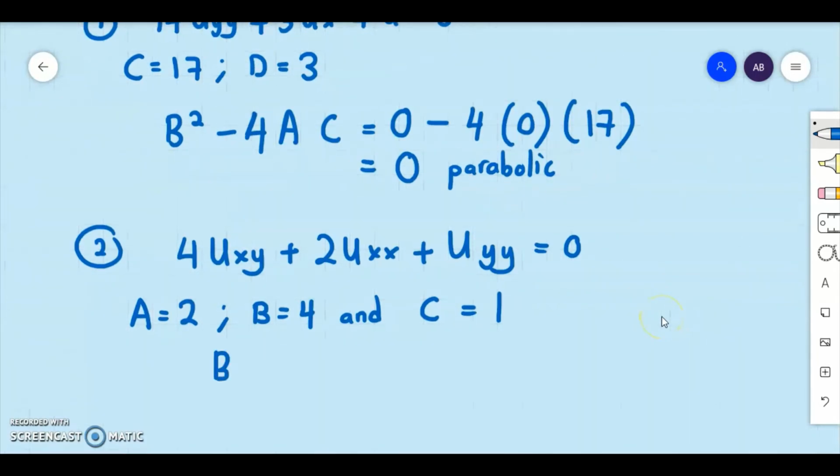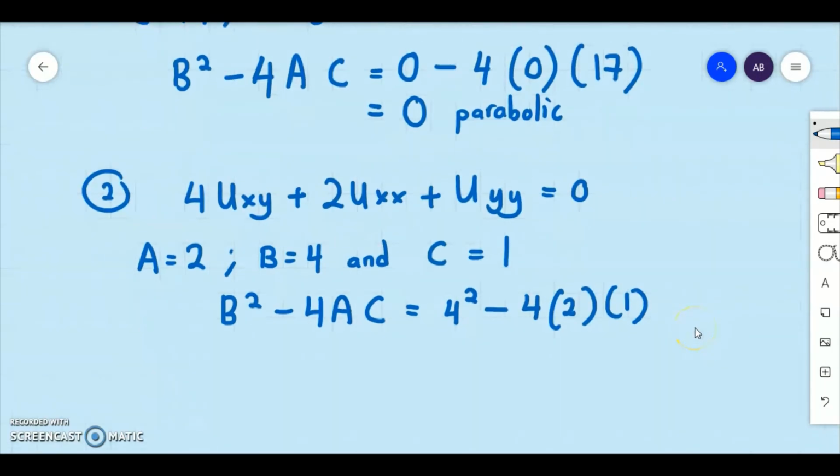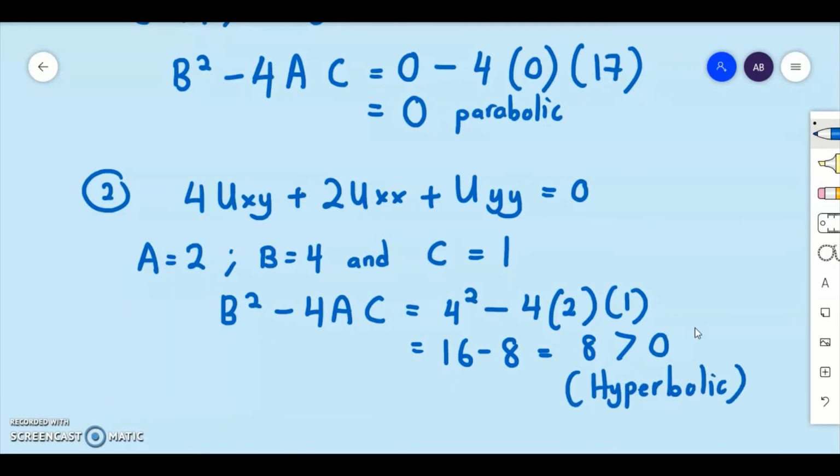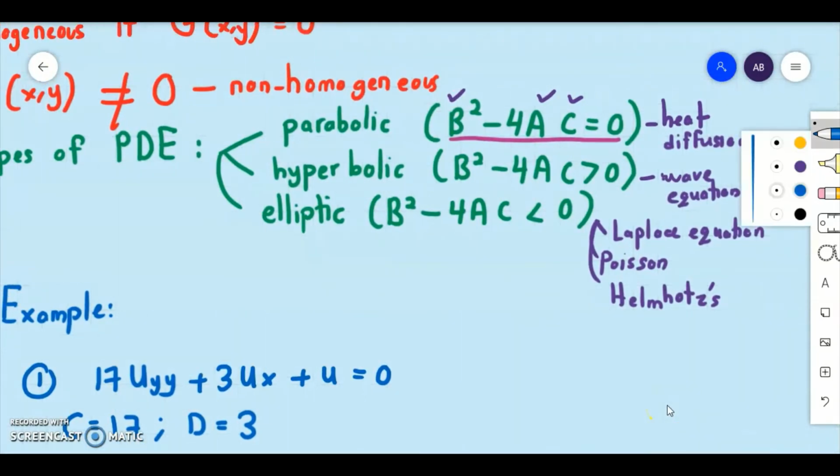Now let's do this, b squared minus 4ac. So I have 4 squared minus 4ac, so 16 minus 8. What do I get? It is 8, which is greater than 0. So you have hyperbolic type. So in a way, if you have b squared minus 4ac greater than 0, you have a wave equation.